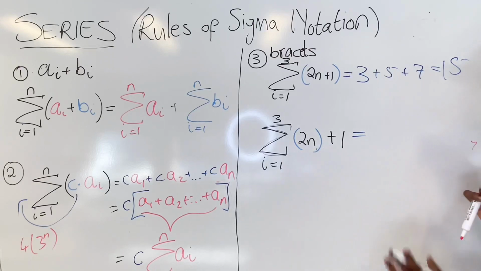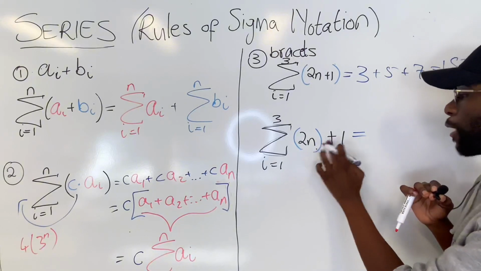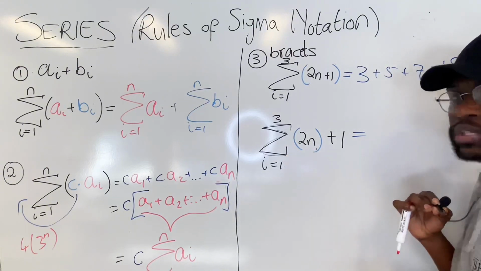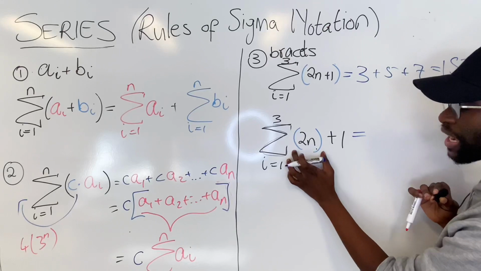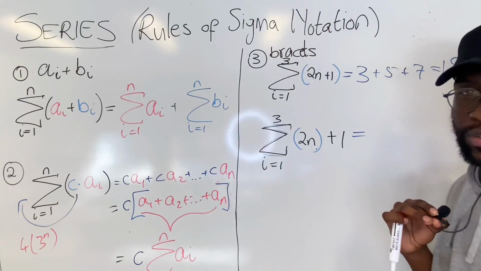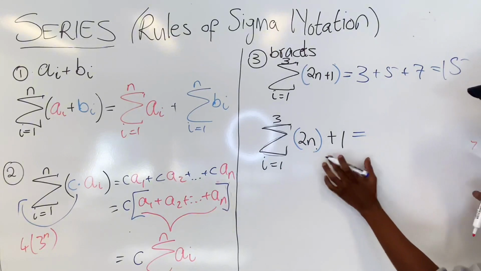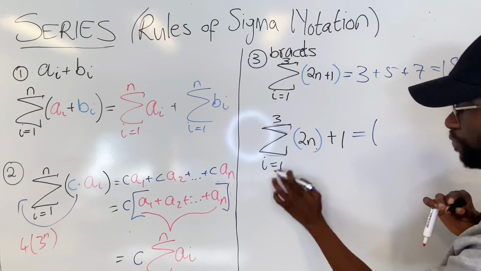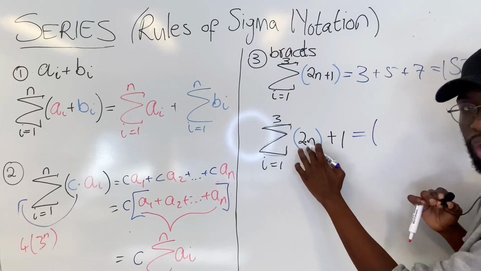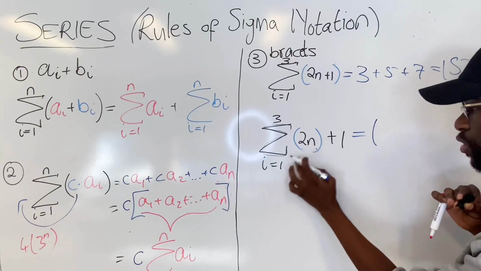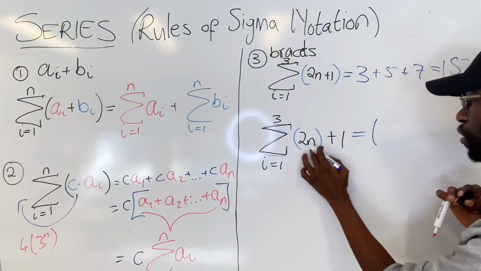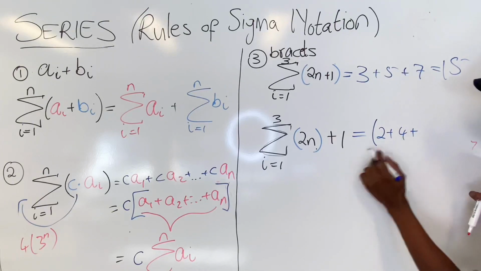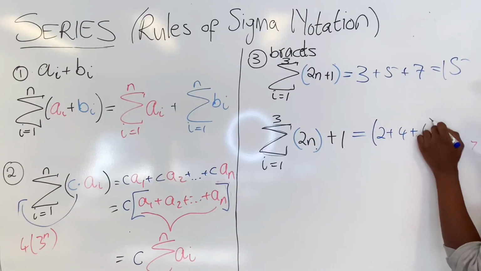Let's look at the second one. 2n plus 1. Now the 2n is in its own bracket, which means the 2n is the one that is attached to the sigma notation, right? So if we want to expand this, what we would do is put our brackets, find the sum of the terms in 2n. So 2 times 1, we started at 1 and ended at 3. 2 times 1 is 2. 2 times 2 is 4, plus 2 times 3 is 6.